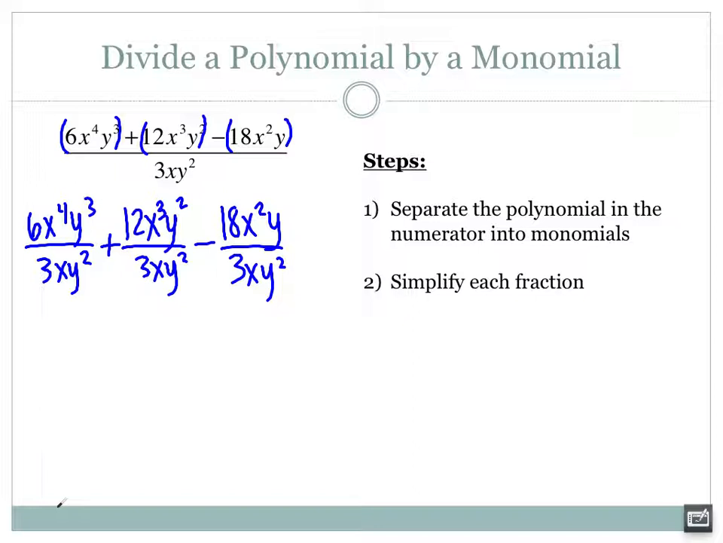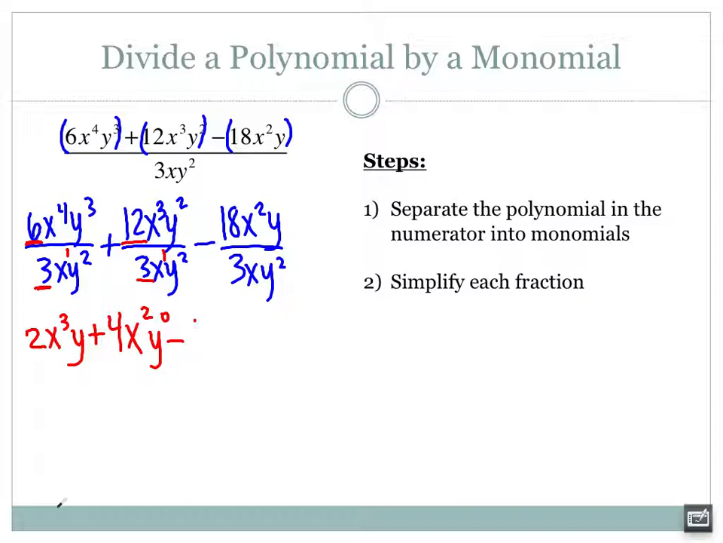Second step, simplify each fraction. 6 divided by 3 is 2. Then I have x to the fourth over x to the first, which is x to the third, because remember you want to subtract the exponents. And then I have y to the first, because 3 subtract 2 is 1. Next, 12 divided by 3 is 4, so I'm going to add 4x to the second, because I'm going to do 3 subtract 1. And then y to the second over y to the second is y to the 0, which is just 1.